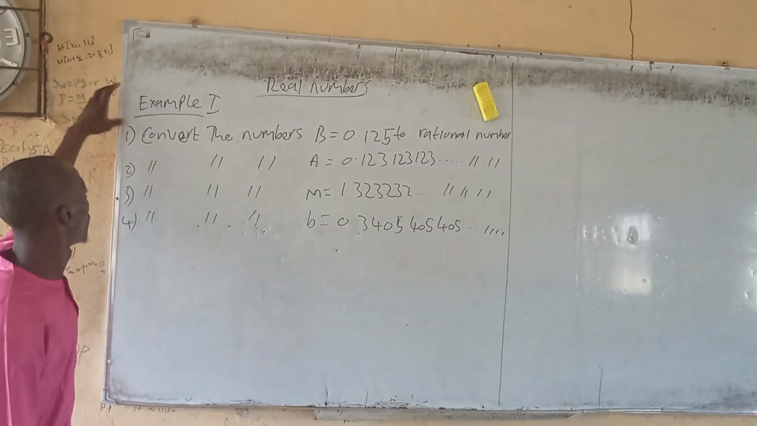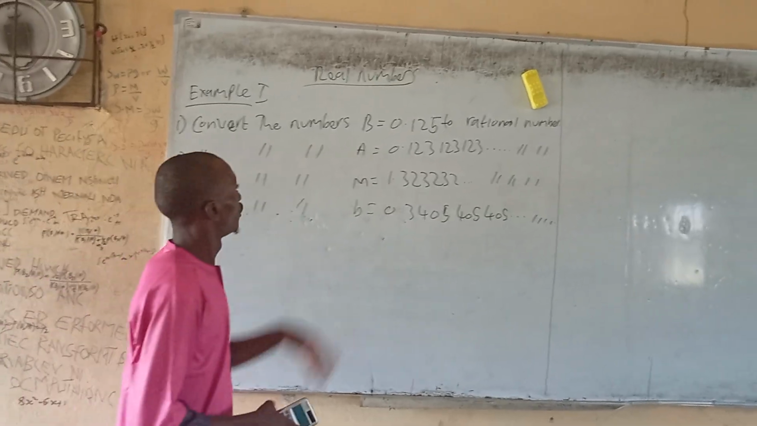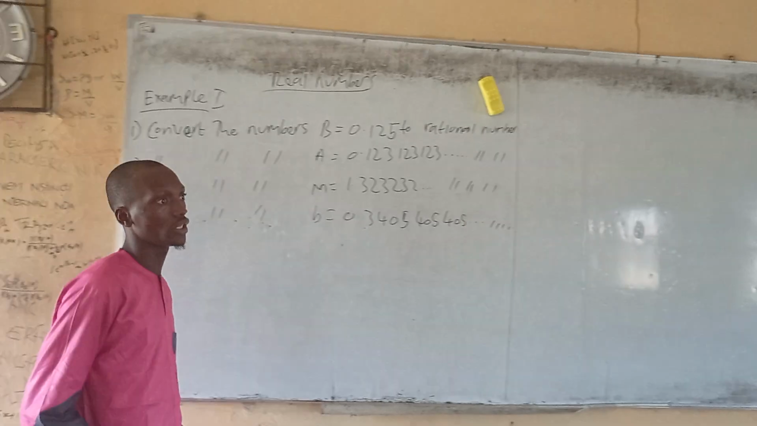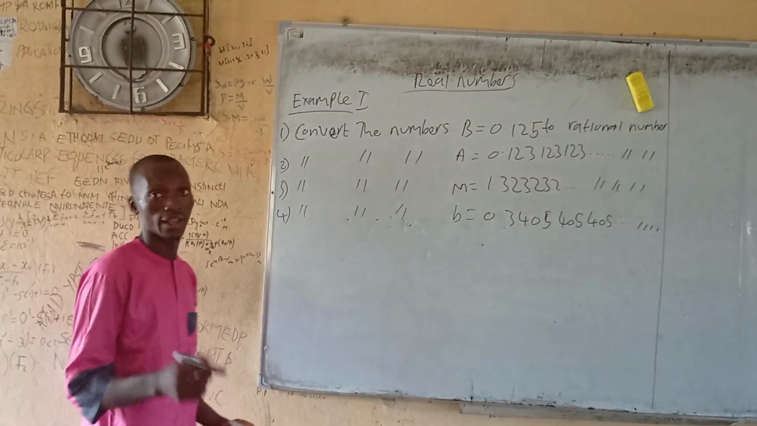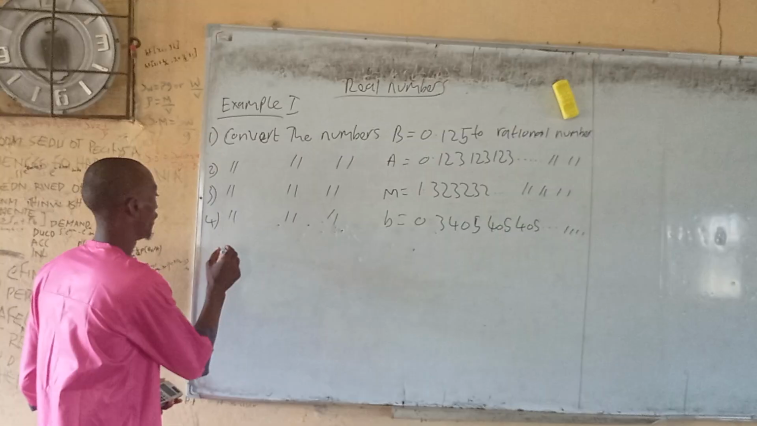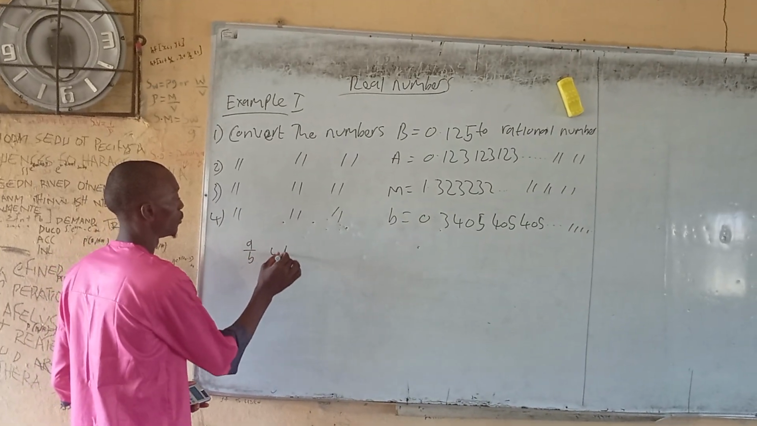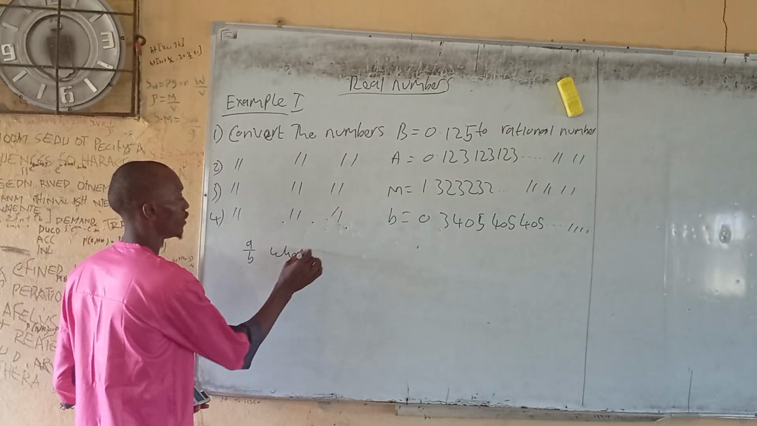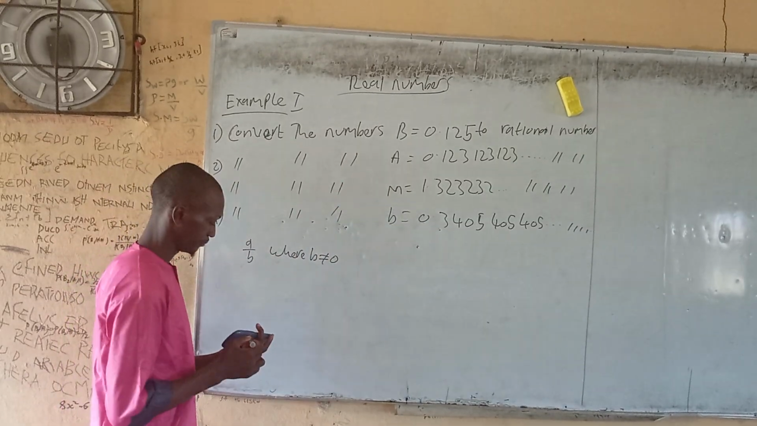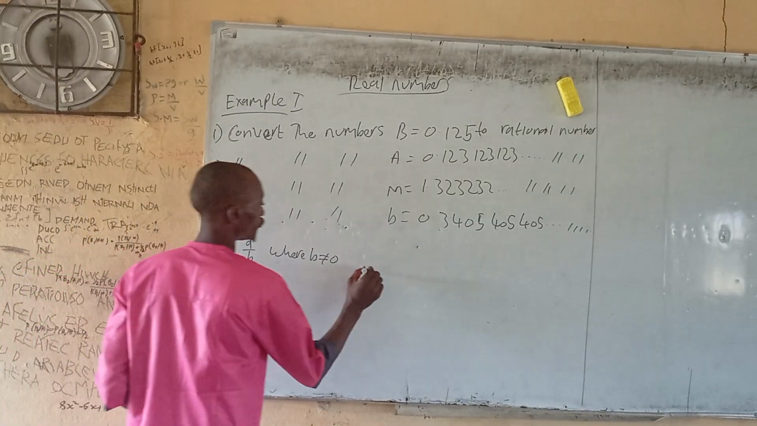Now, these are some examples. Convert the number b equals 0.125 to a rational number, which is to put it in the form a over b, where b is not equal to 0. That's why she put it there. She put this number in this form. Now, the solution.